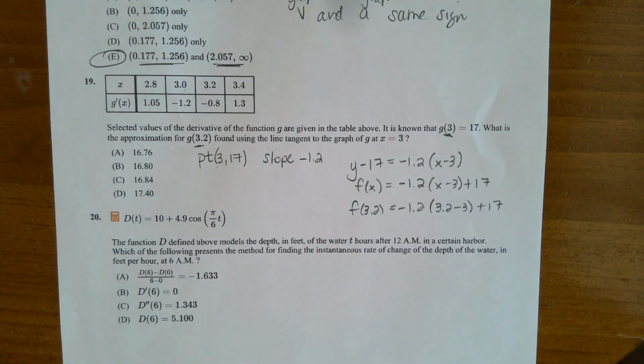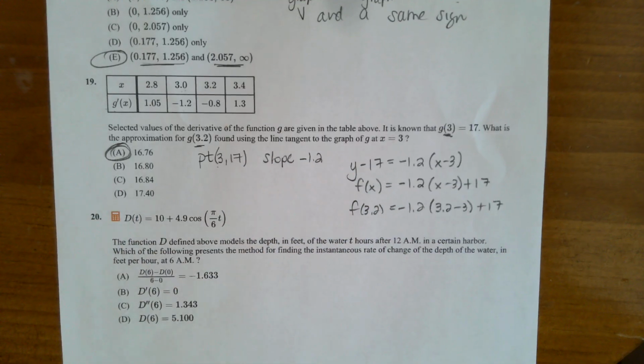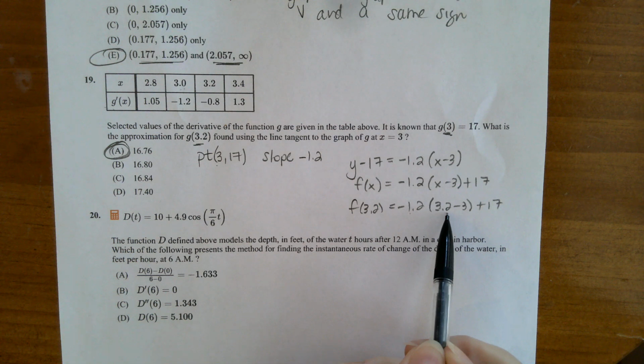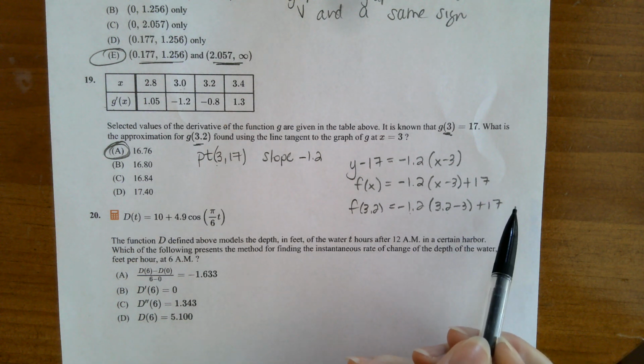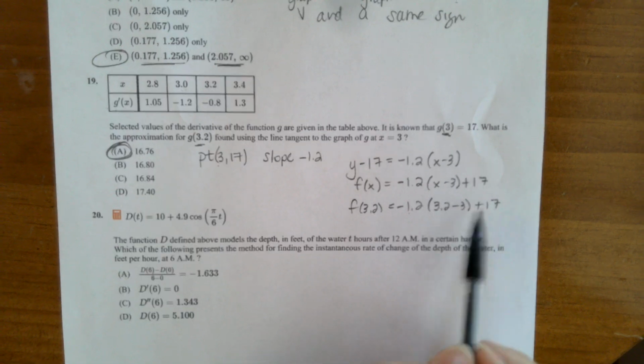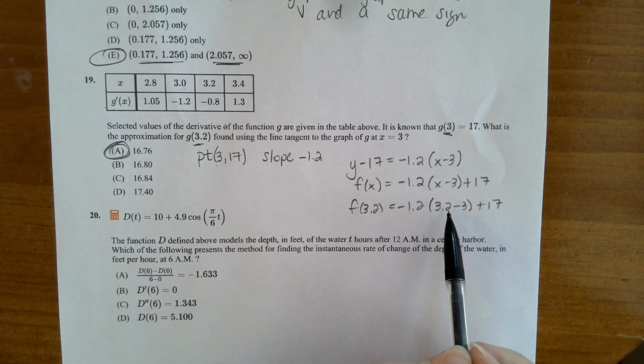Now, sadly, this isn't a calculator problem. So you're going to have to do a little work on this one. You'd have to do a little algebra. You have to do negative 1.2 times 0.2, and then you're going to have to add 17 to it. Takes a little extra steps, but they're not super bad numbers.